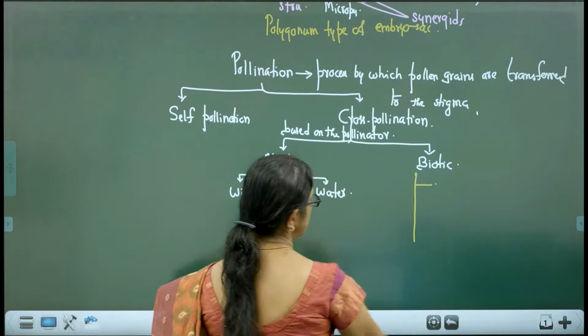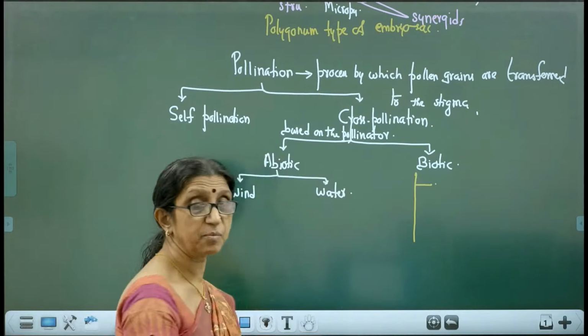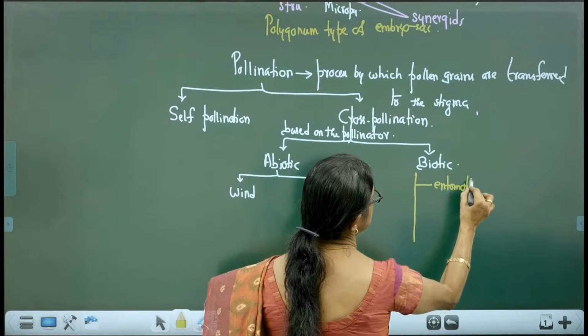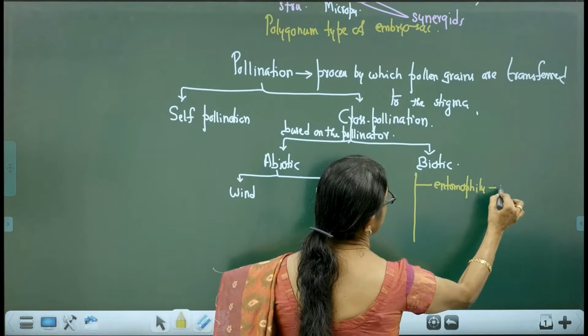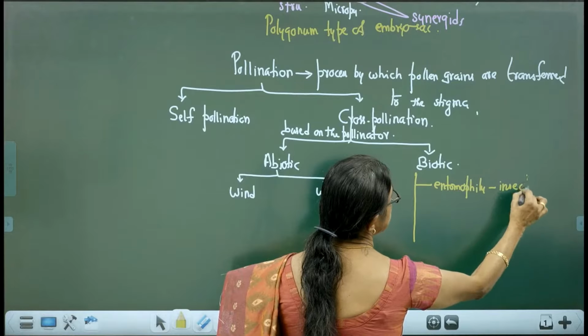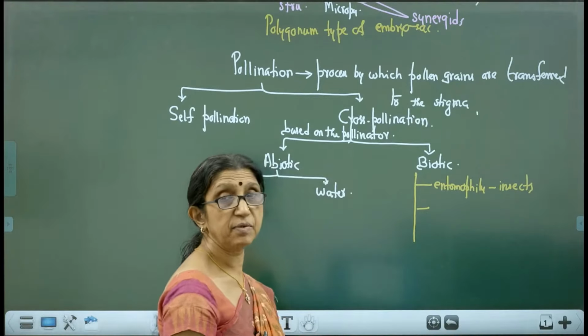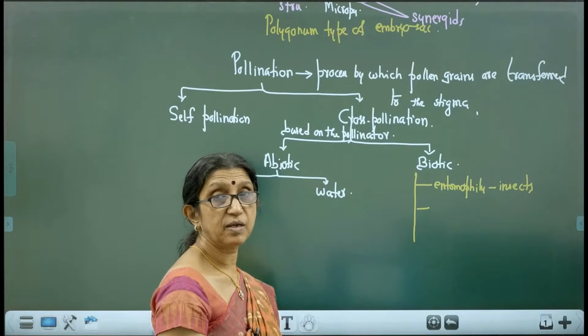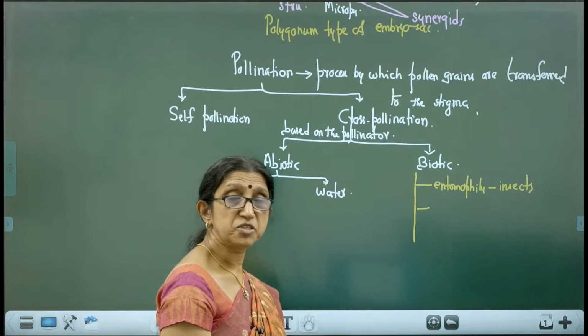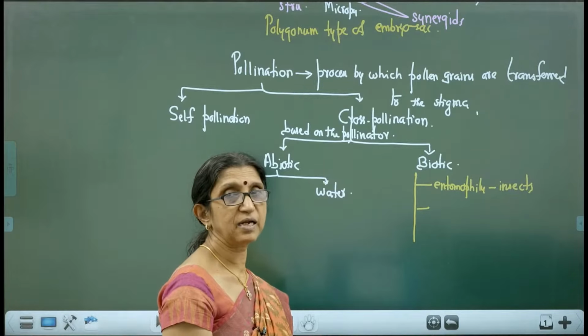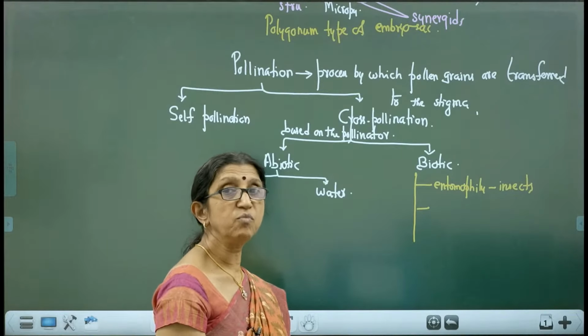We can see, in most of the cases, the pollinating agents are insects. That is called entomophily. Insect pollination is called entomophily, where the pollinating agents are insects. Then we can say birds, then sometimes bats, snails, ants, like that. Accordingly, the name varies.